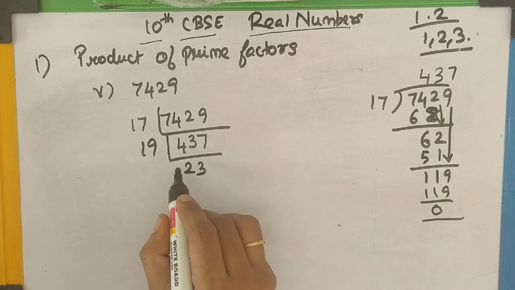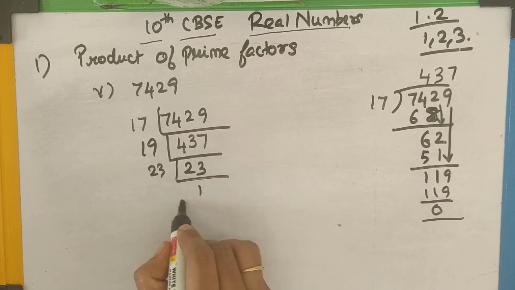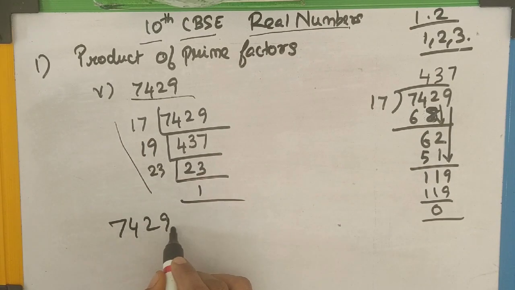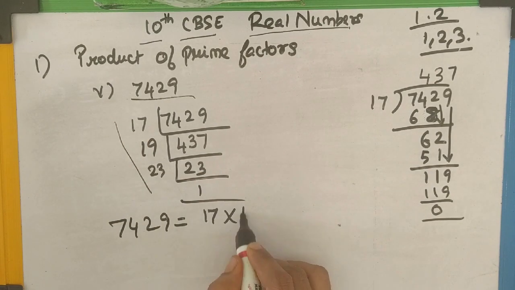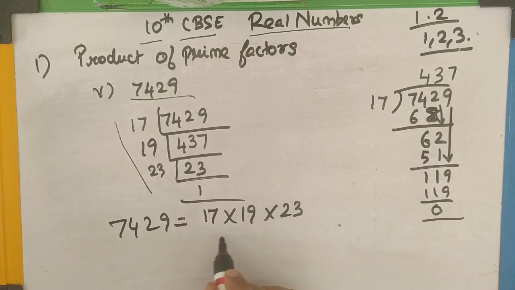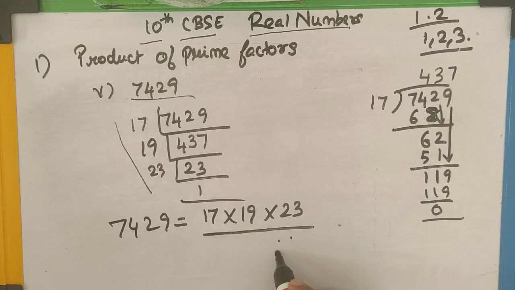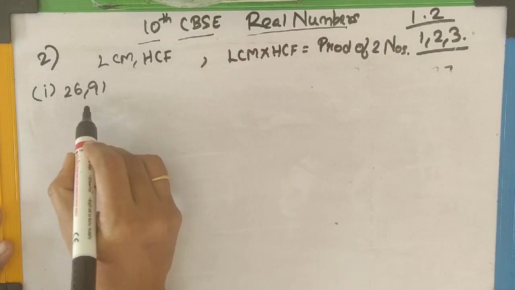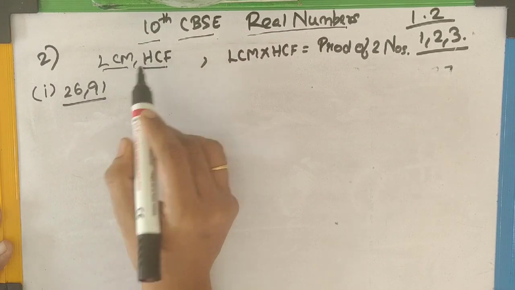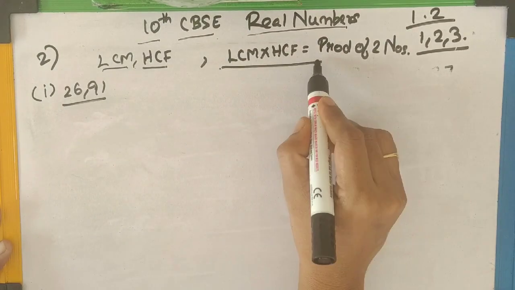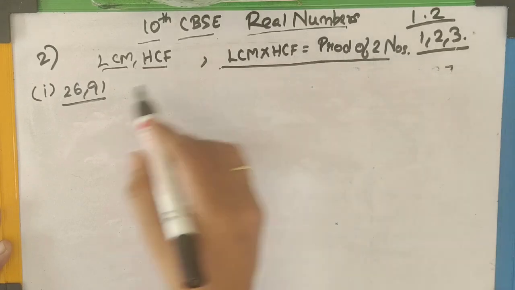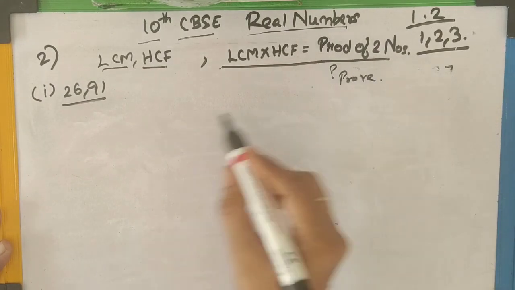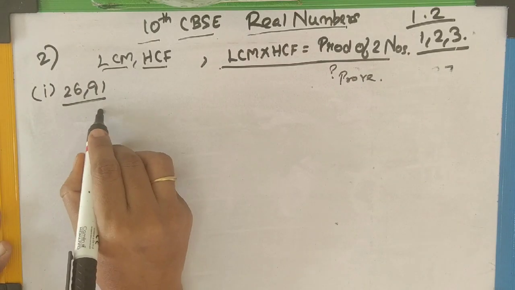Now this 437 is divisible by 19 and the quotient is 23. 23 is a prime number, so we are ending with that. So 7429 is equal to 17 into 19 into 23. Are you clear? Now let's go to the second question. Here we have to find the LCM and HCF and prove that LCM into HCF is equal to the product of these two numbers. Now let's find the LCM of these numbers.